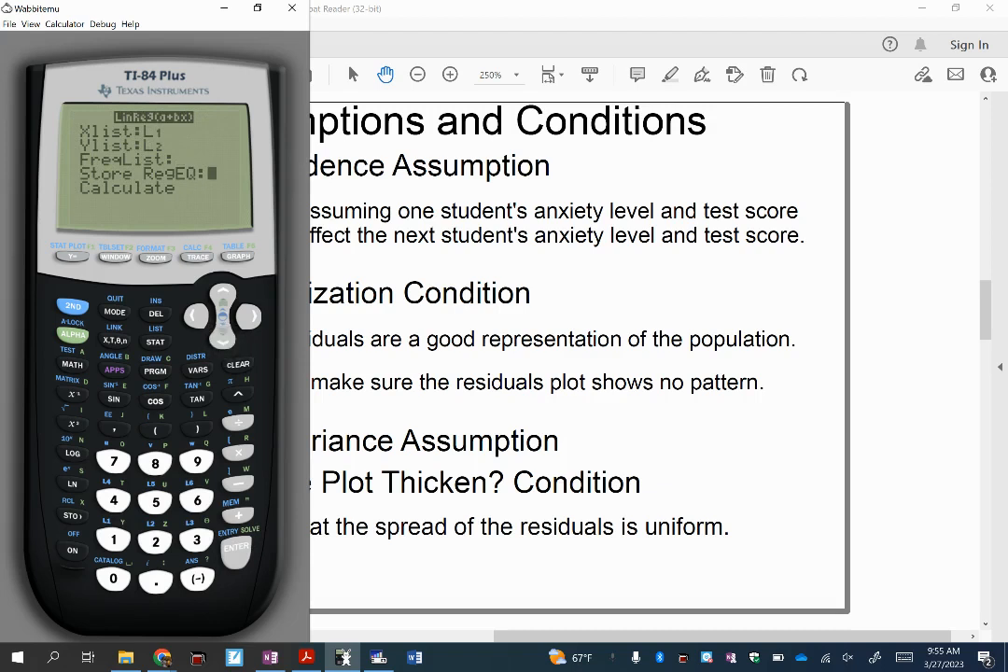If you want to store it, it's been a long time since we've done this, but you can hit VARS. If you want to store, you don't have to. VARS, then Y-VARS, then go to Function, and you could store it in any of those if you wanted. You don't need to, we're not going to use it, but that's how you store it. So I'll click that, but I really don't care. Okay, hit calculate.